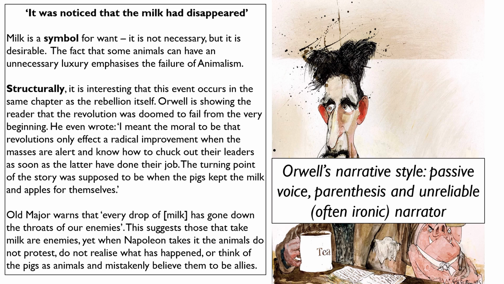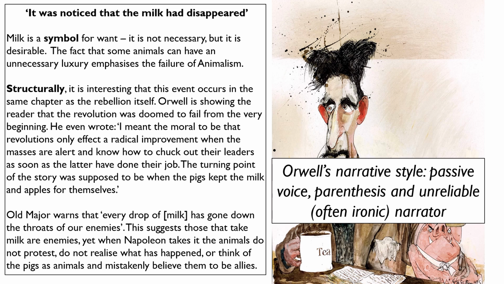Orwell is showing us that the revolution was doomed to fail from the very beginning, because the moment they've rebelled, we have Napoleon taking the milk. He even wrote, "I meant the moral to be that revolutions only effect a radical improvement when the masses, the people, are alert and know how to chuck out their leaders as soon as the latter have done their job. The turning point of the story was supposed to be when the pigs kept the milk and apples for themselves." So Orwell absolutely meant this to be the case.